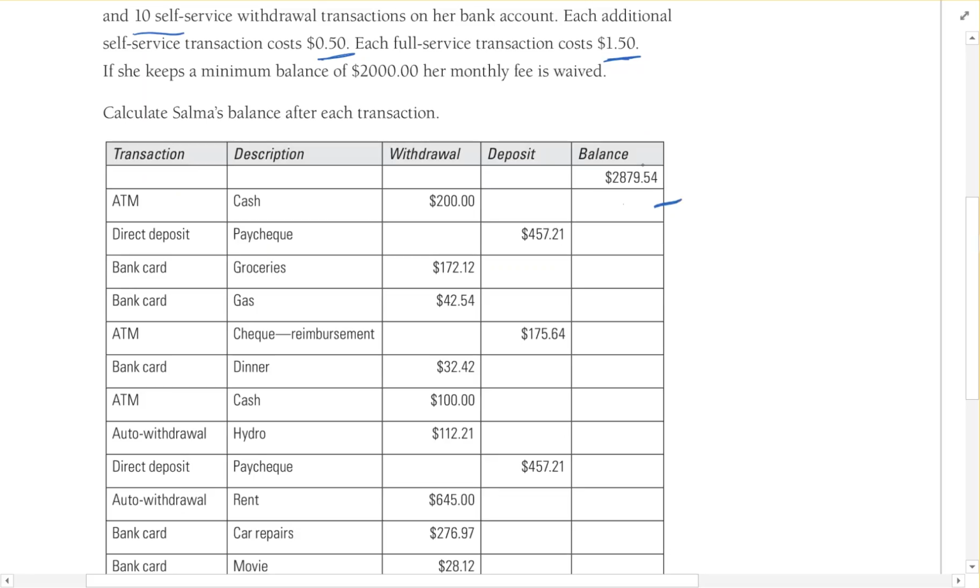So you're starting off with a balance of $2,879.54. And for example, for the first one, there was a withdrawal of $200. So my first step is going to be my starting amount minus 200. And that's what's going to go into that box right there. And work your way down.